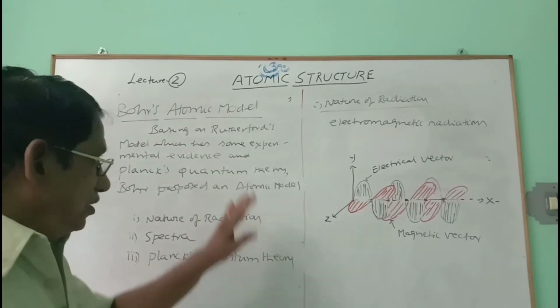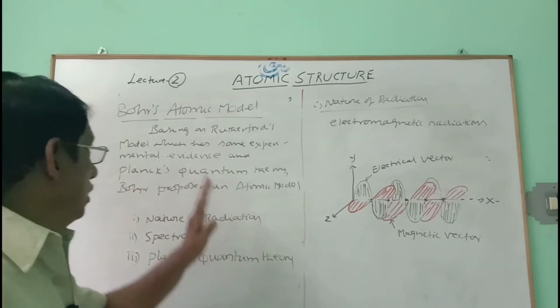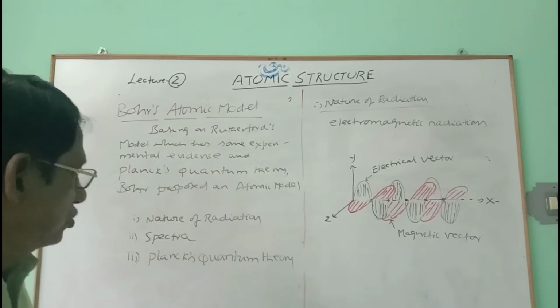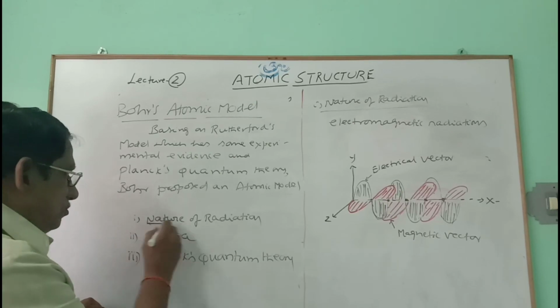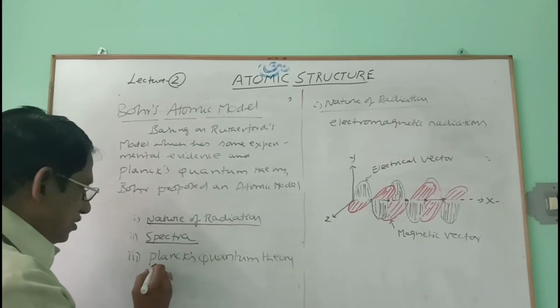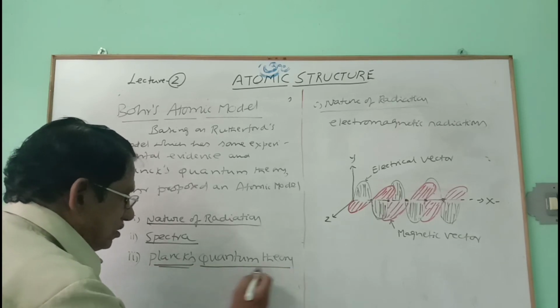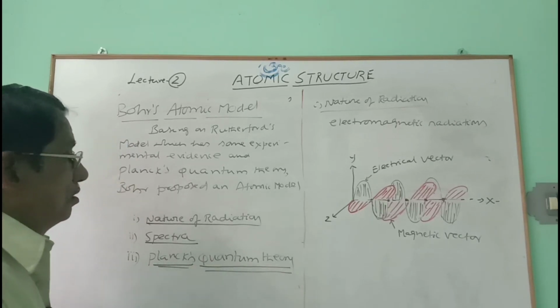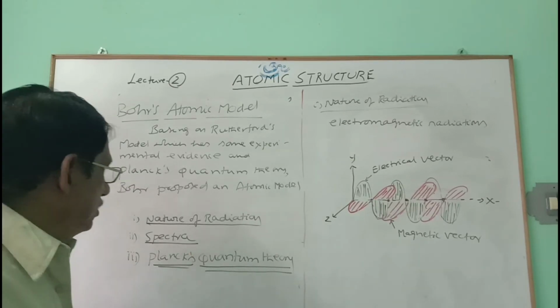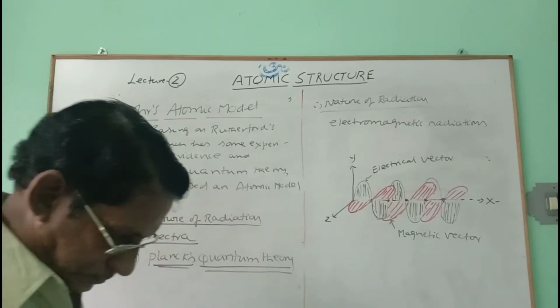But prior to the discussion of Bohr's atomic model, we have to know about the nature of radiations, because they are involved here. The other one is spectra. The third one is most important, Planck's quantum theory. This is the main basis for Bohr's theory or Bohr's atomic model. So here, first let us consider the nature of radiation.